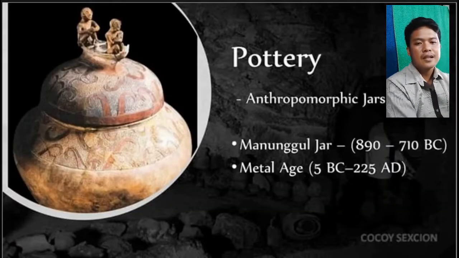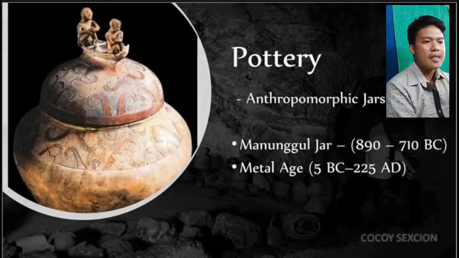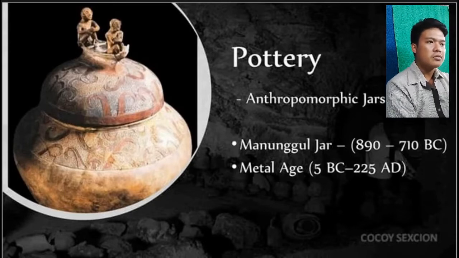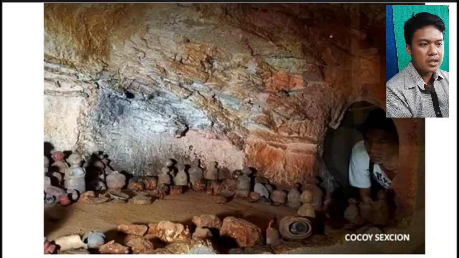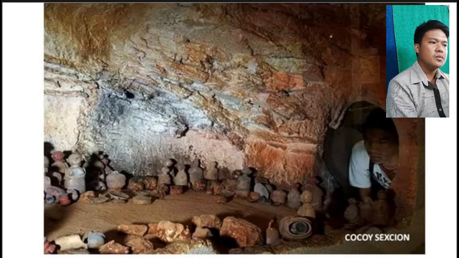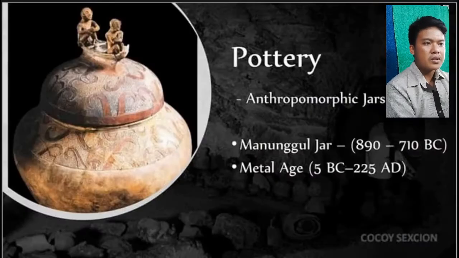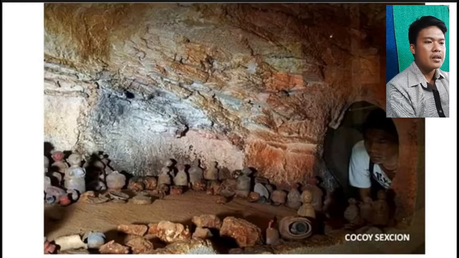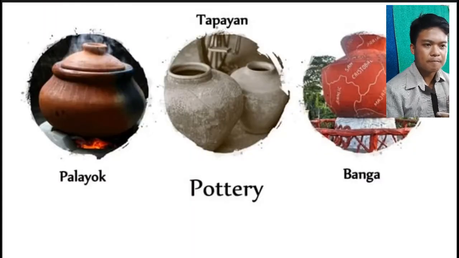Next, let's proceed to pottery. In pottery, or the anthropomorphic jars, we are going to take a look at the Manunggul jar, from the metal age. Take a look at this one. These are the Manunggul jars. They placed their deceased family members here.